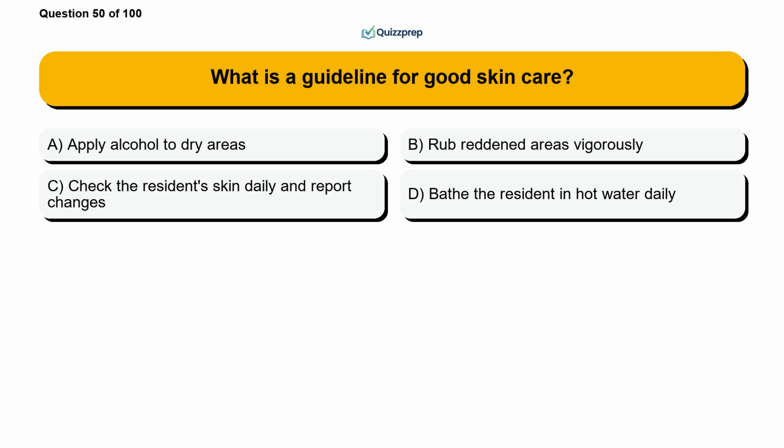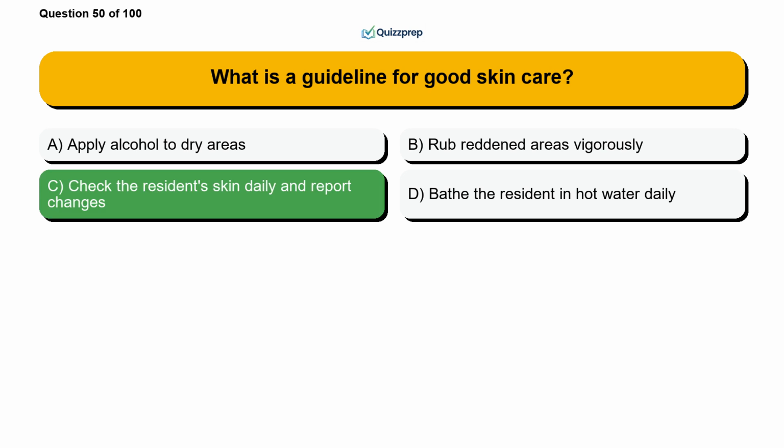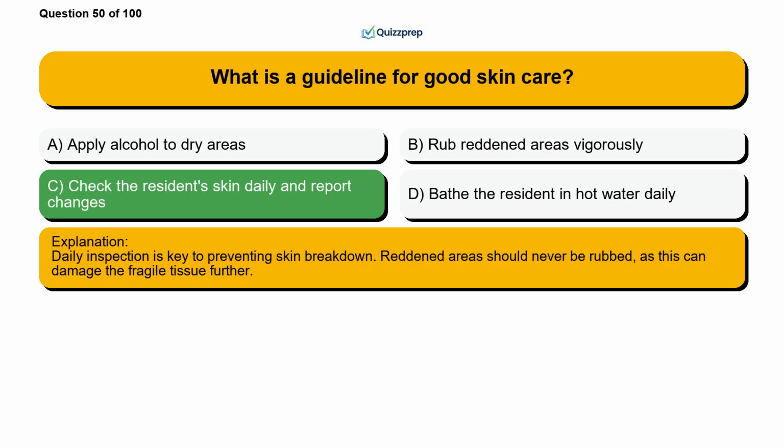Bathe the resident in hot water daily. The correct answer is option C. Check the resident's skin daily and report changes. Daily inspection is key to preventing skin breakdown. Reddened areas should never be rubbed, as this can damage the fragile tissue further.